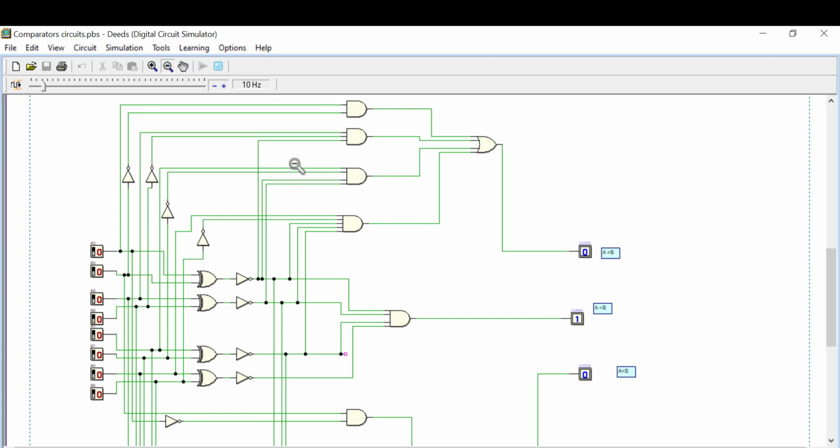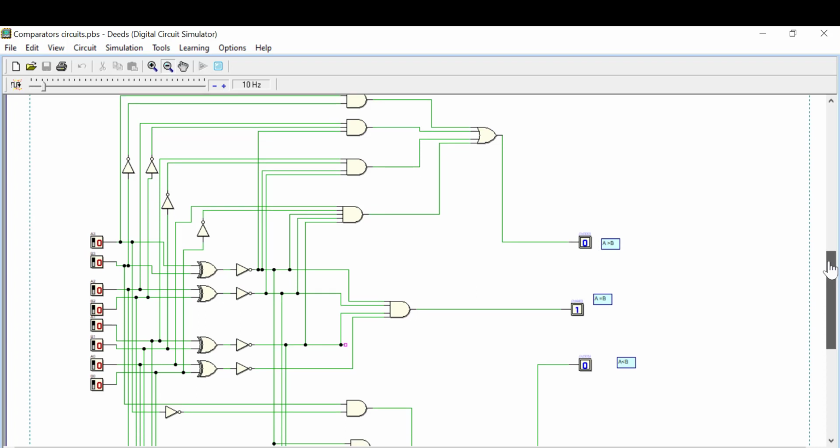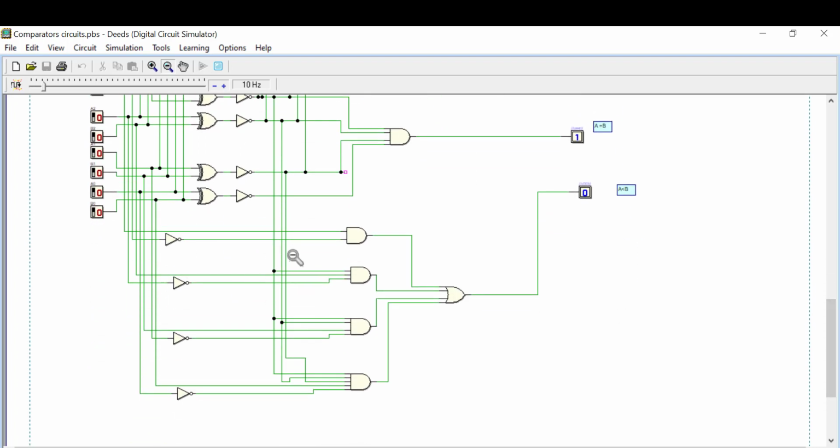That means A1 greater than B1. Even if those bits are also equal, you are going to take the XNOR outputs of all three: A3 B3, A2 B2, A1 B1. Then you are going to consider A0 B0. The outputs of all these are connected to an OR gate. This OR gate is going to produce output 1 whenever the condition is satisfied. Similarly, you are going to get the circuit for A less than B also.